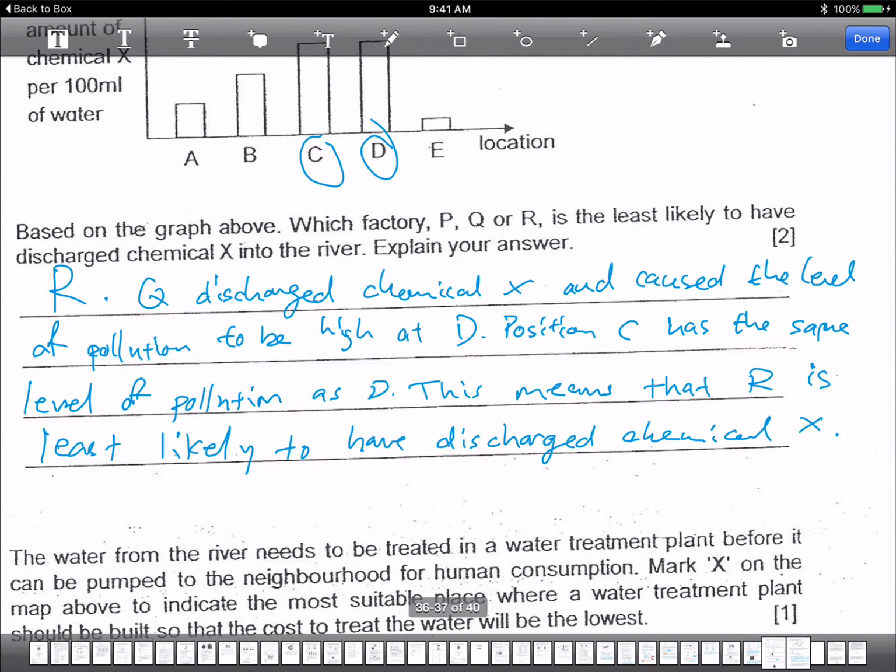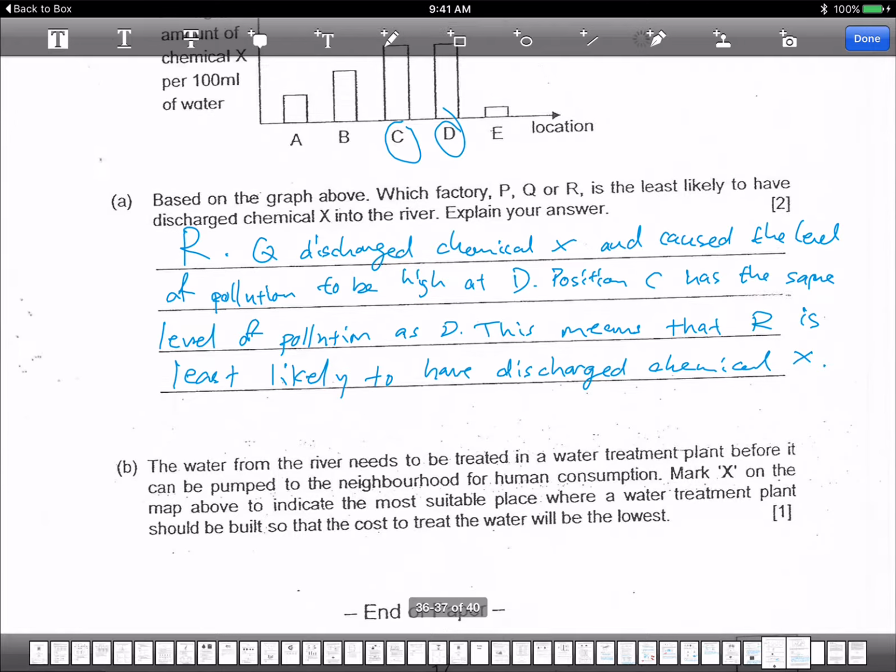You start from D. Is the pollution high or not? Position D. Who is the one who pollutes at D? Q. So you look at C, is it the same as D? So it means that the pollution at C actually came from D as well. So Q is the one that discharged. Now if R also had discharged chemical X at position C, the level would be very high. But the level is not so high. So least likely. Okay?